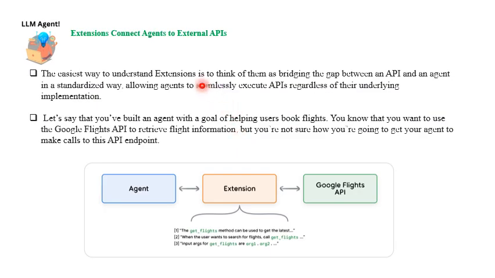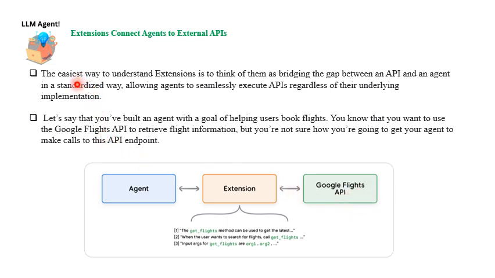Okay, but what is an extension? Extensions connect agents to external APIs. As you can see here, we have an agent on the left side and an API on the right side. What is the extension's job? The extension's job is to connect the agent to an external API, in very simple language.